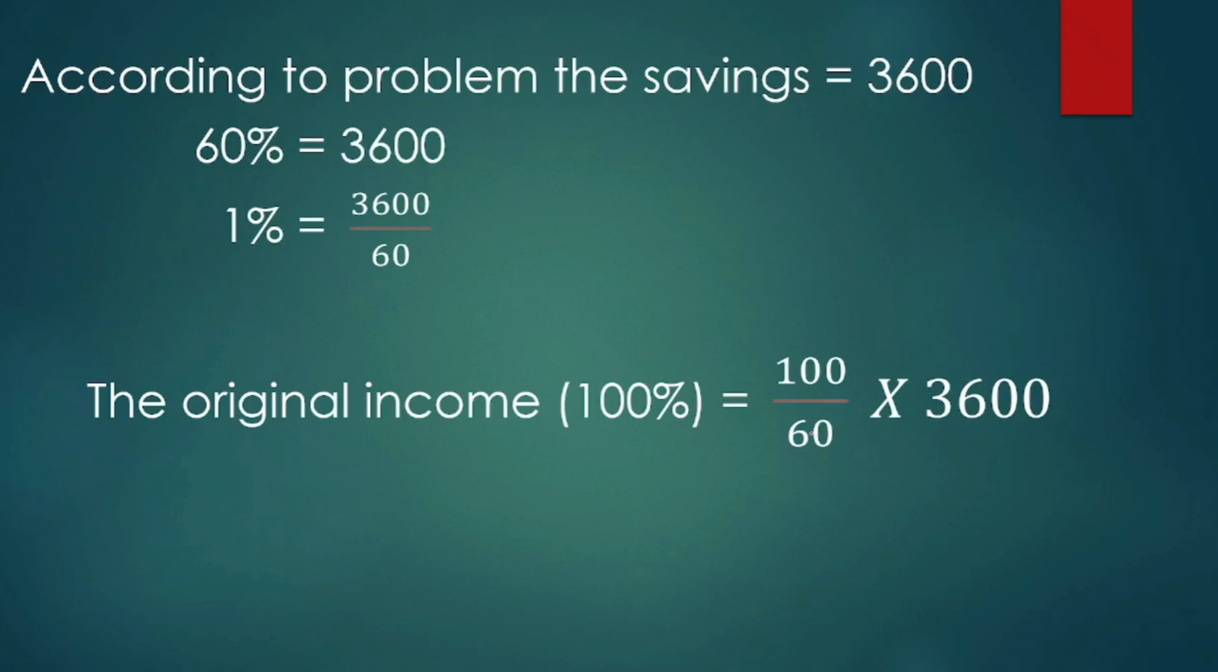or 3,600 by 60 into 100. Either way you can express that. Here the 0 in the denominator and the 0 in the numerator cancel. 6 ones are 6, 6 sixes are 36, 0 remains 0. So 100 into 60, 6,000. So the income of the man is 6,000.